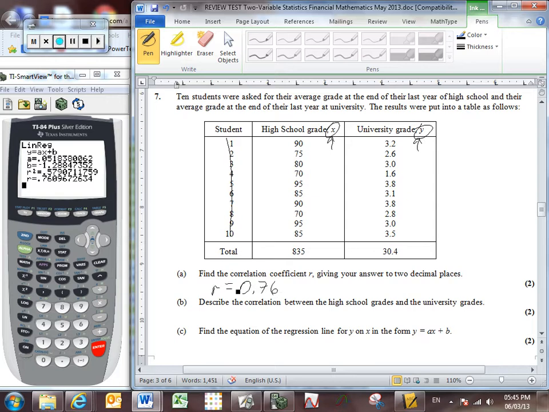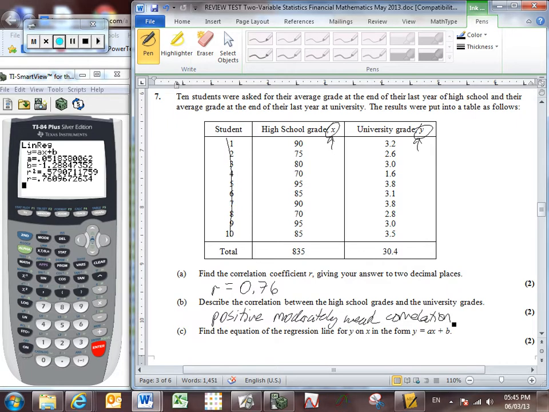Describe the correlation between the high school grades and the university grades. So we've already seen that an R value like 0.7, around that neighborhood, is a pretty weak correlation. I'm going to call it weak moderate because I guess it could be worse, couldn't it? But it's positive. So I'm going to say positive, moderately weak correlation.